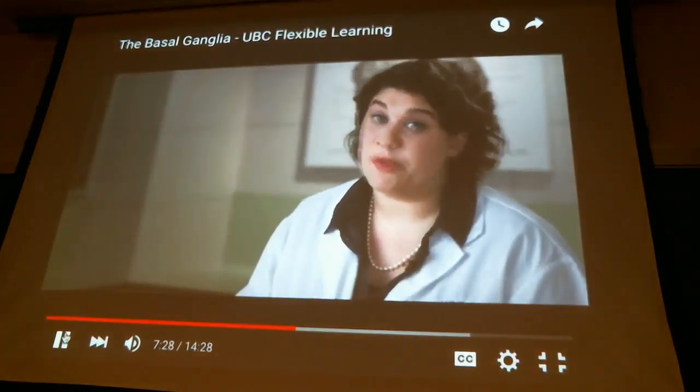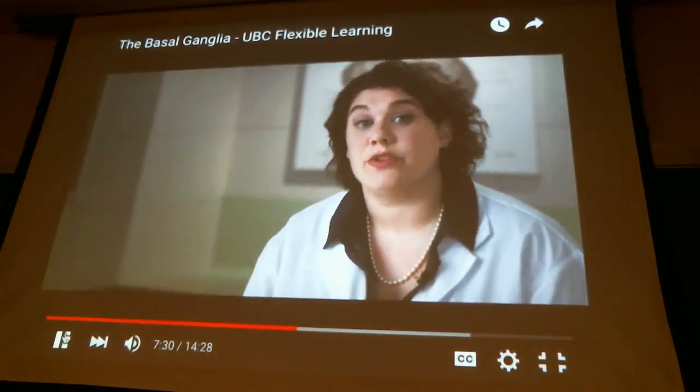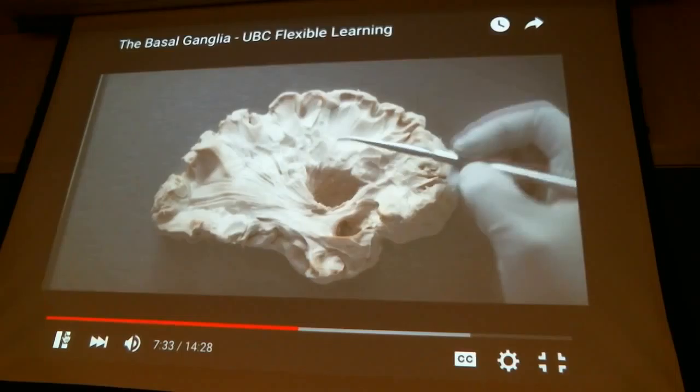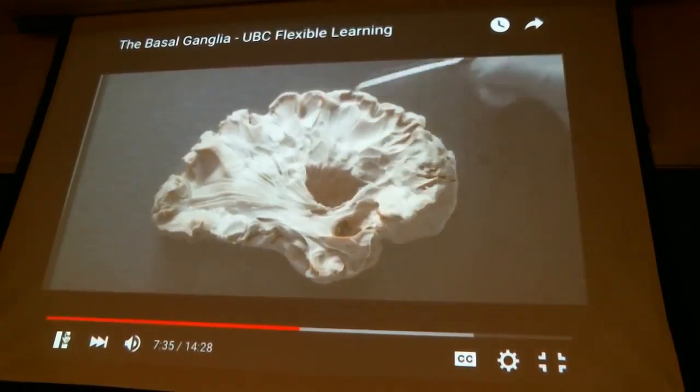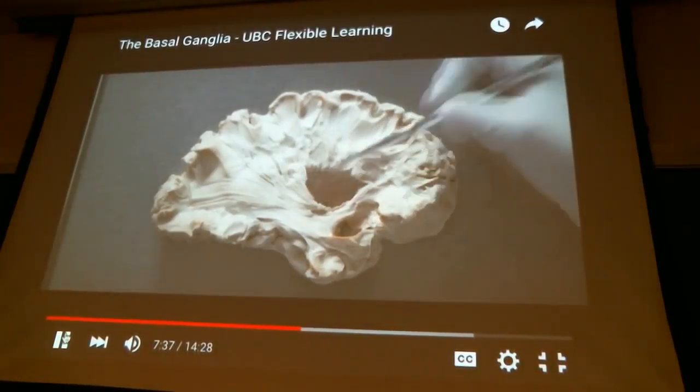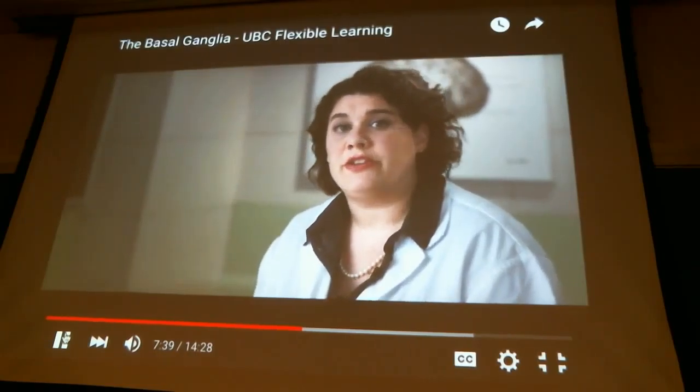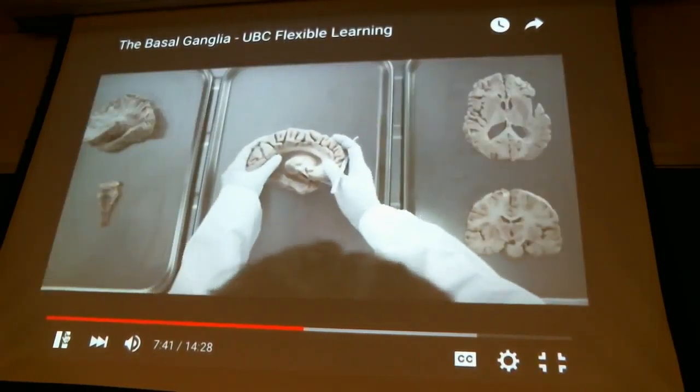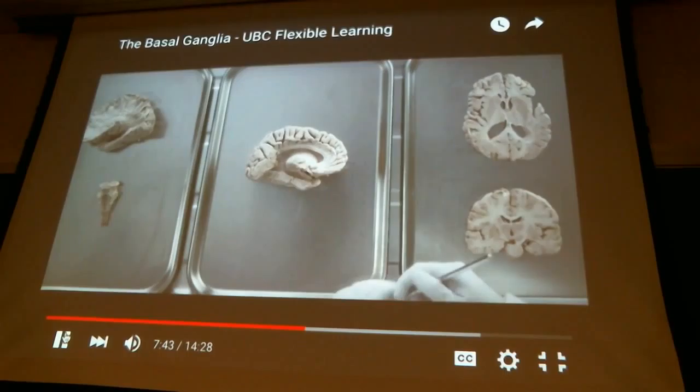Here we have removed the putamen and globus pallidus to show the internal capsule. You can see the anterior limb and the posterior limb of the internal capsule. The caudate nucleus lies deep to the internal capsule. It is best shown on this medial view of the brain.